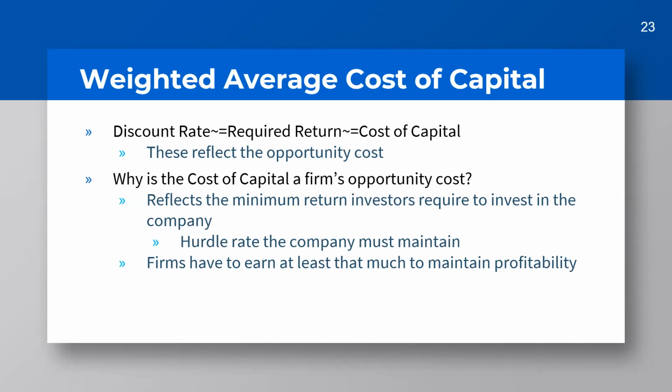All right, this is our discount rate. In equilibrium, discount rates are equal to the required return or equivalent to the cost of capital. What all this really reflects is the opportunity cost of the firm. In other words, the minimum amount of return that a firm has to earn in order to add value to its capital providers. So this is the hurdle rate companies have to maintain in order to be generating value, right? You have to earn at least this much return in order to generate value.